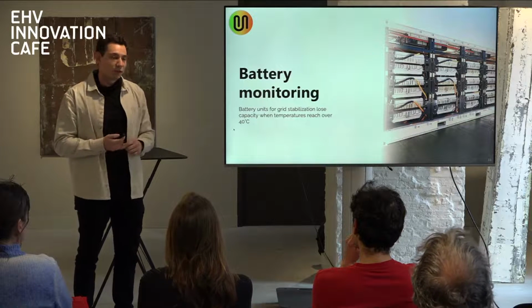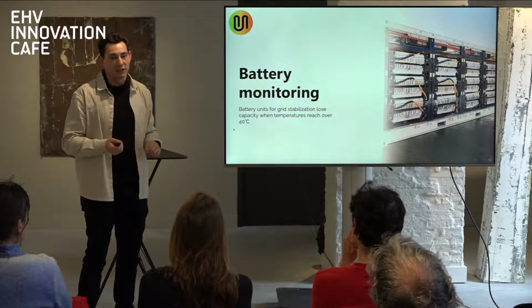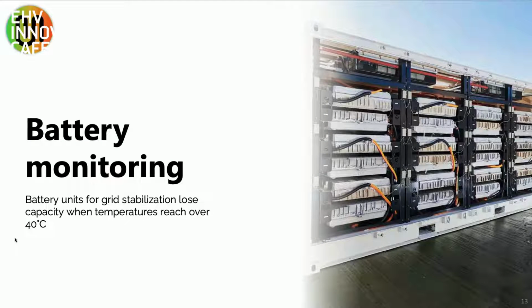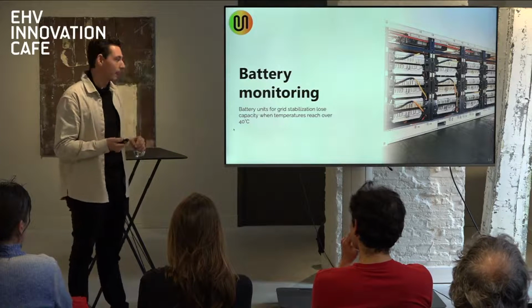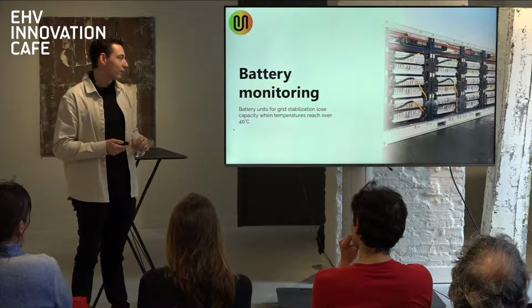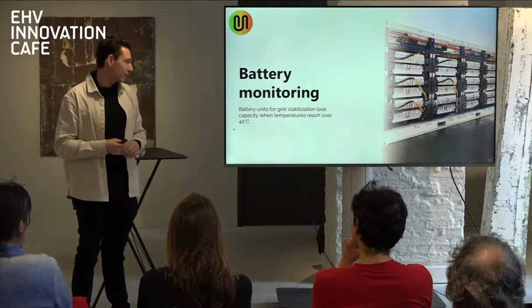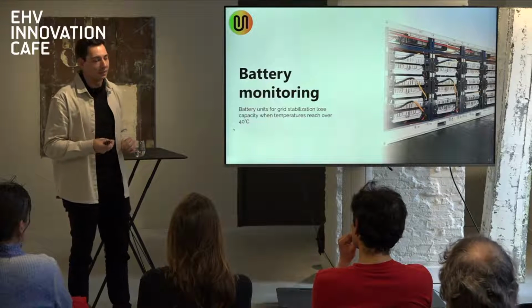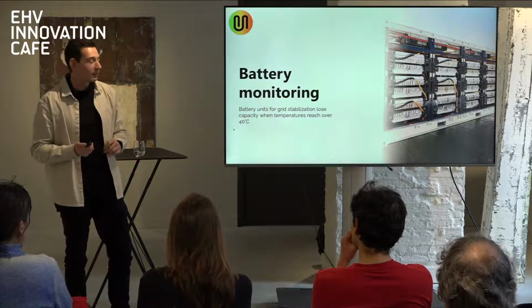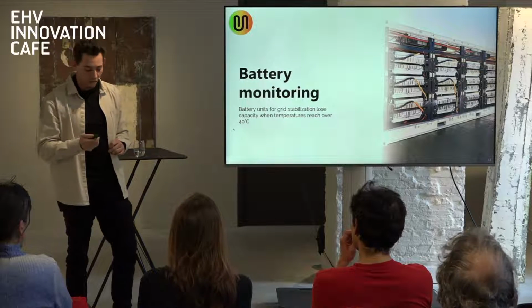Another one is to monitor batteries, because nowadays for grid stabilization there are these battery units inside containers. They get shipped all over the world where they need to stabilize the grid. And they lose their capacity drastically on a cell-by-cell basis once they heat over 40 degrees Celsius. And this is very hard to control or to inspect. So if you would supply these individual cells with an indicator, you can already detect at a very early stage if quality degradation is occurring or not.